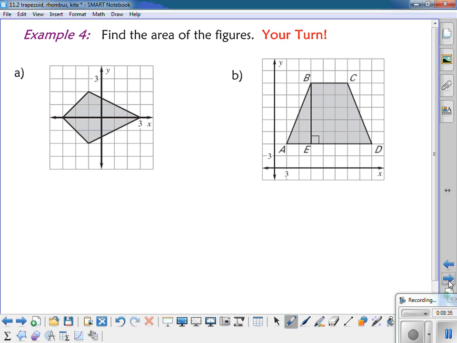All right, now it's your turn. We're going to find the area of the figures. So first find the area of the kite. Pause the video now.